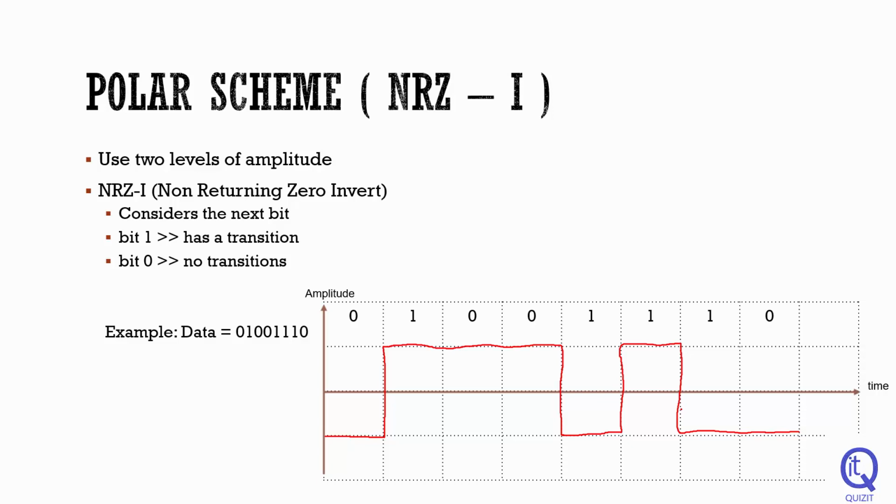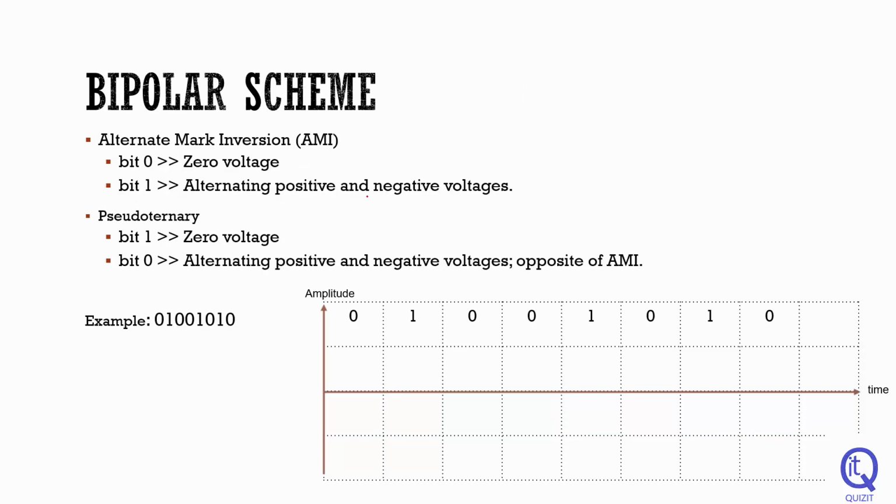What you have to remember is when your next bit is 1, you have to make a transition, and when your next bit is 0, you do not make a transition. And next I'm going to draw bipolar scheme. Here also we meet two options, AMI and pseudo-ternary. So first of all, I'm going to talk about this AMI.